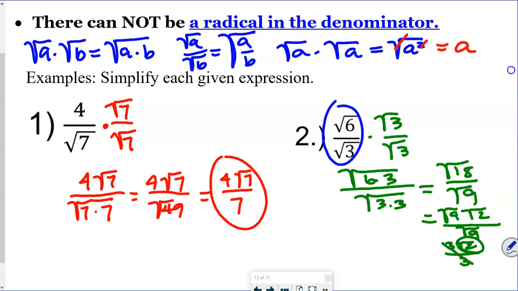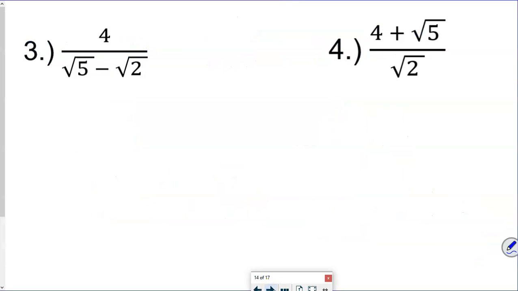So if we start here, can't we make this the square root of 6 over 3? Yes. So that's just the square root of what? 2. So there's 2 ways to do that one, okay? All right, so this next one is a little different.